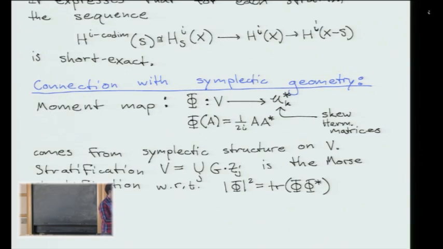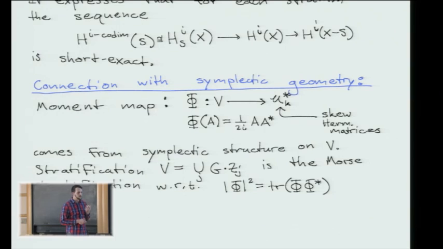The moment map is always just a K-equivariant map from your symplectic manifold to the dual of the Lie algebra of the compact form of the group that's acting. So in this case, it's a map on V with values in skew-Hermitian matrices, like this. And there's a natural norm on the space of skew-Hermitian matrices, which is the trace of the matrix times its adjoint.